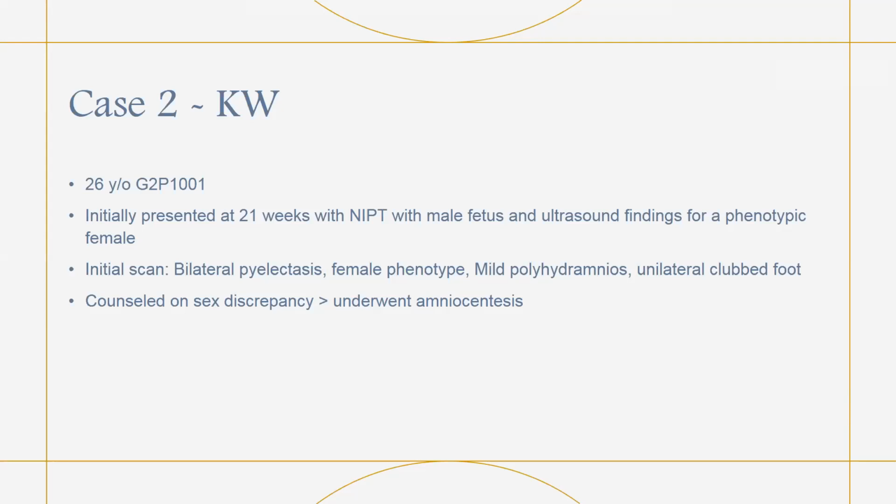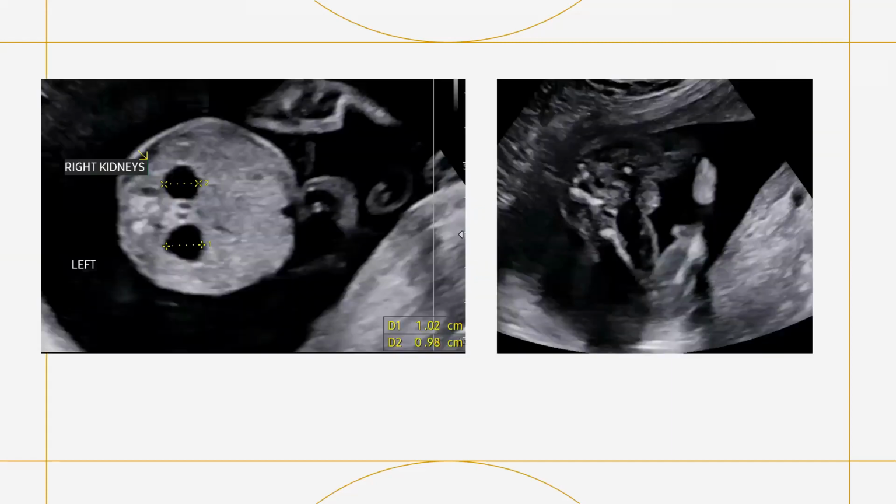Again, you're kind of allowed maybe one strike, maybe two strikes, but not necessarily three or more whenever there's a sex discrepancy. And so she was counseled on the potential options, and she elected to undergo an amniocentesis that would first initially just tell us, is this a male or a female fetus, and then what else is going on. So these are her initial pictures.